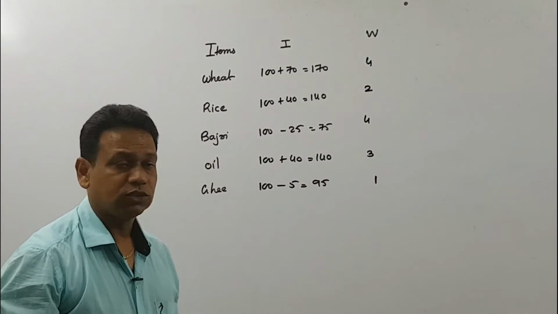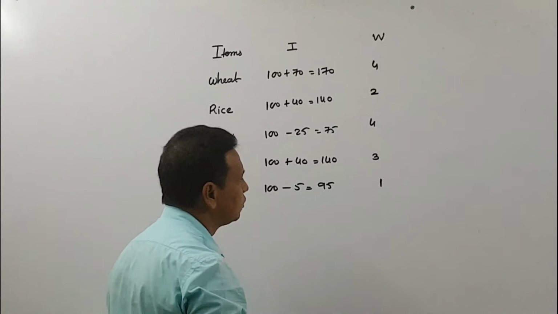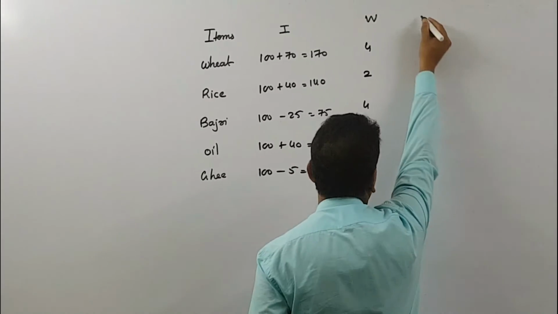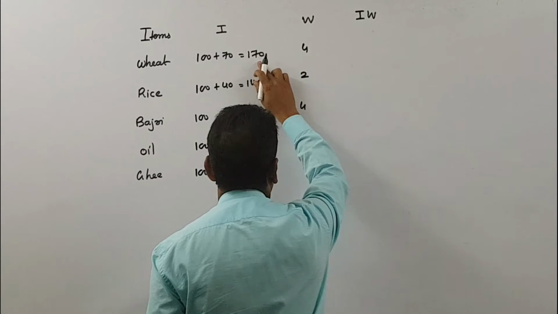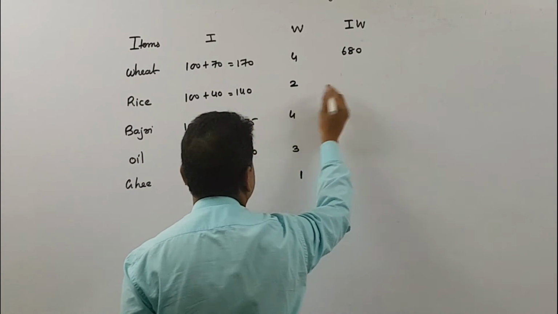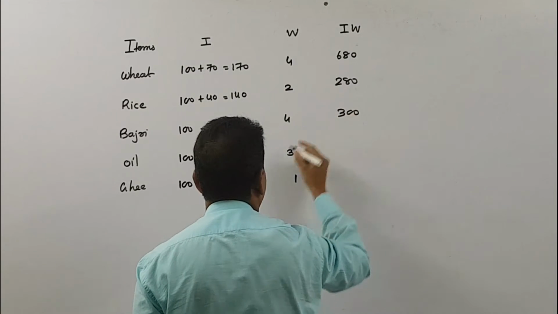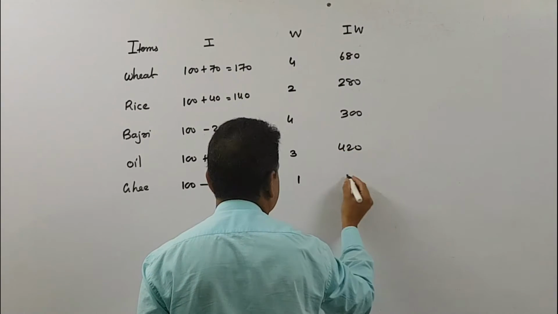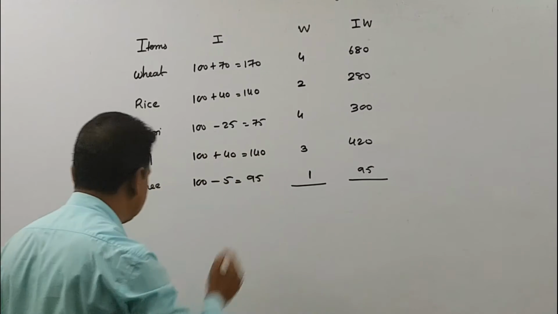Okay. So now we have I and we have W. So we have to make a next column, I W. So 170 into 4, it is 680. 140 into 2, it is 280. Here it is 300, 420 and 95. My dear friends, get the total of both the columns.